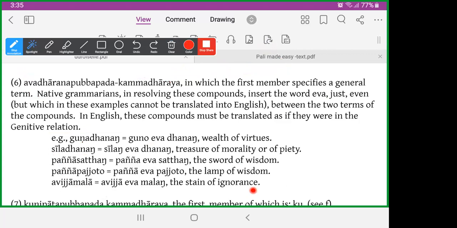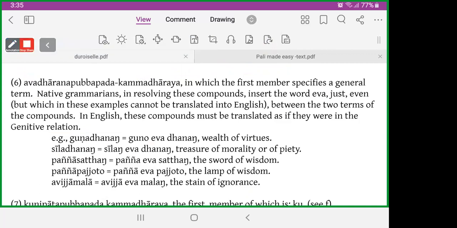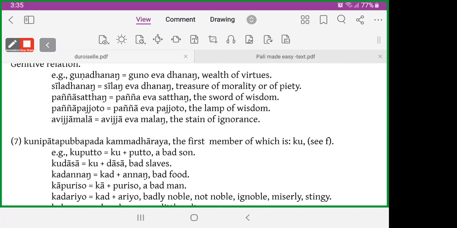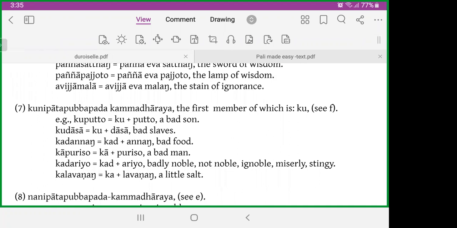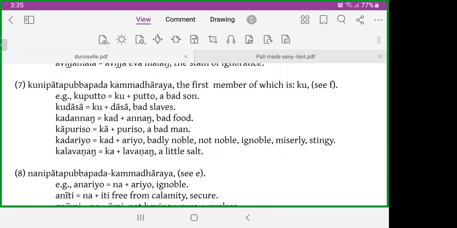Panna eva sattham, the panna should be a long A, because the other panna is long A. It follows panna, which is feminine gender, so it's a long A. Anyway, this book was written 100 years ago, so the people who type it now do their best to make it into proper text. Now this example is even easy.